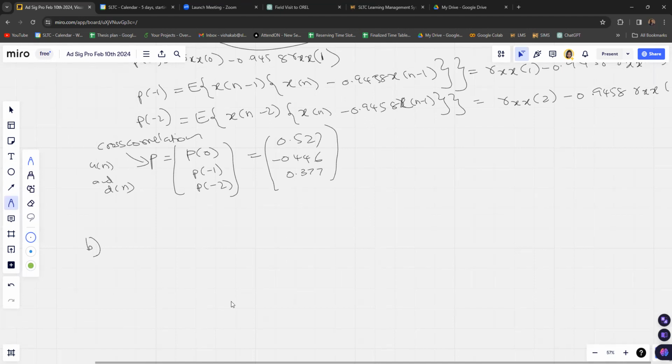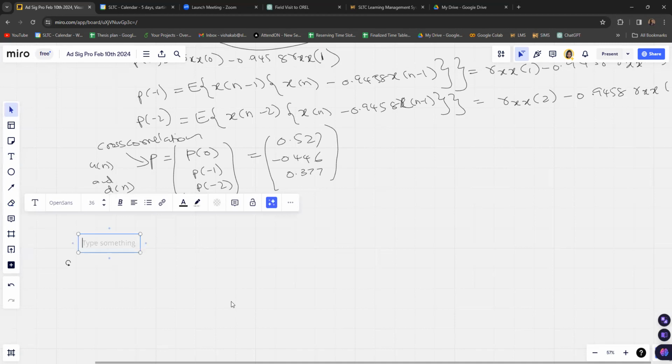So we know the values of our input, R matrix, and the cross correlation matrix. So we are asked in part 2 to find the optimal filter coefficients. To find the optimal filter coefficients, I think the next step will be using the Wiener-Hopf equations.